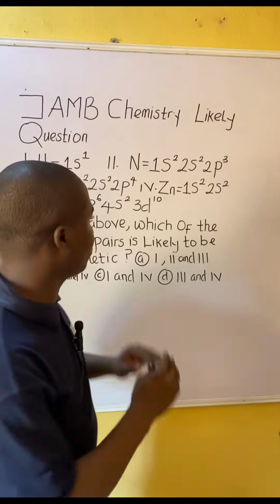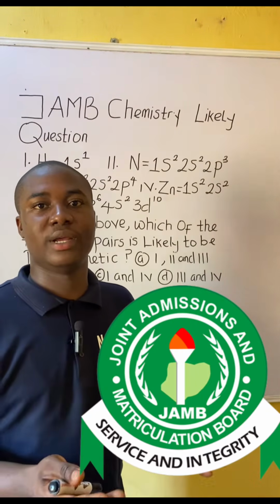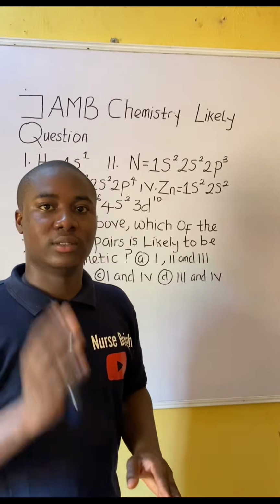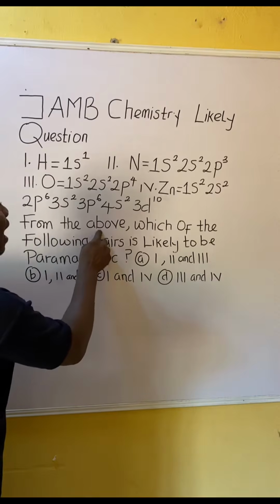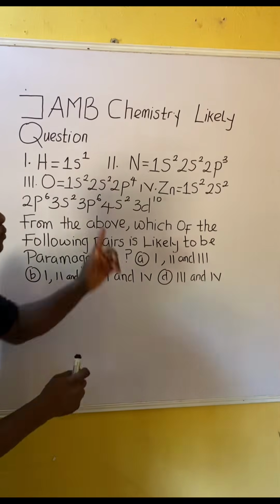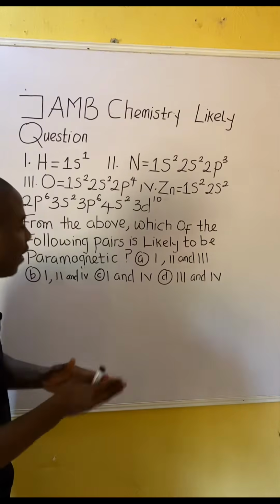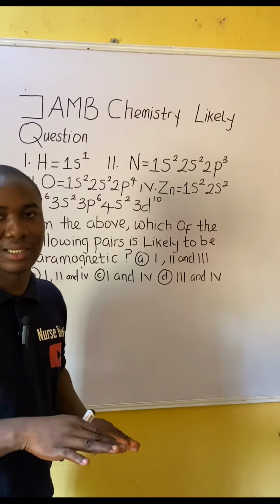You came across this question in your JAMB exam. How will you solve it? It is very easy. Now let's solve together. The question says, from the above information, listen carefully, which of the following pairs is likely to be paramagnetic?